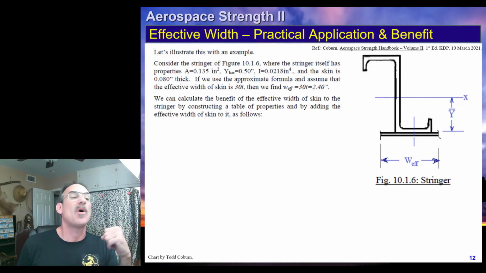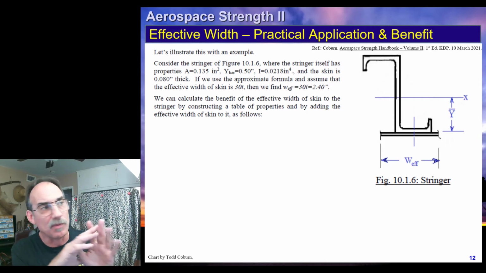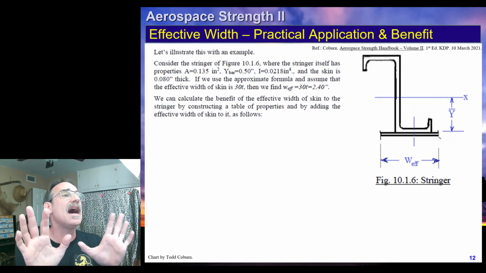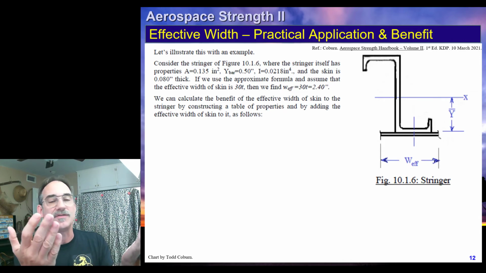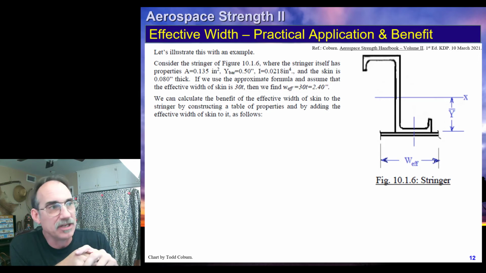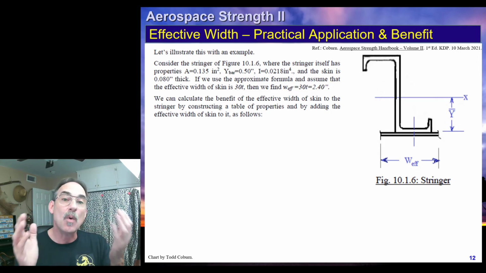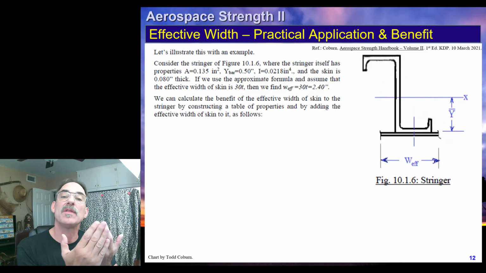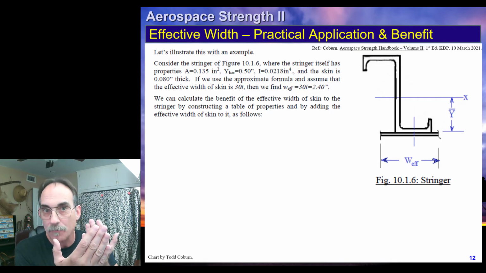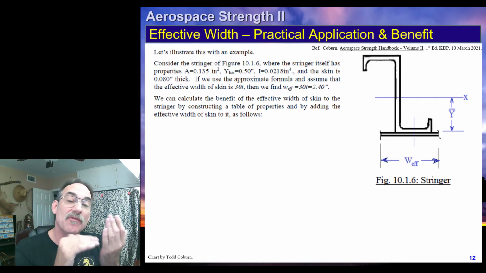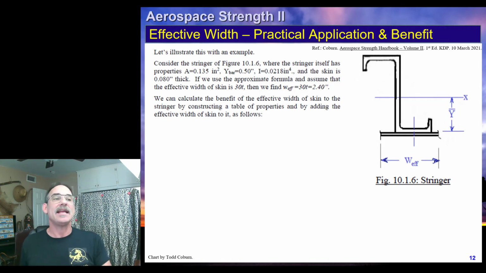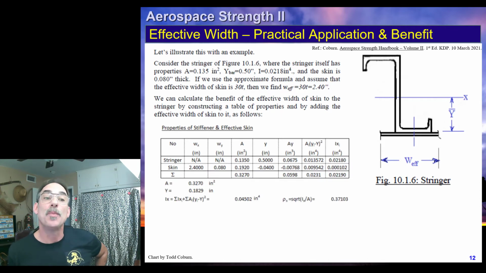Well, let's just say that we've already figured out what our stringer properties are. We've got an area and a Y bar and an I, and we calculated what our effective width of skin is, and for some reason, we're using the 30T approximation. Great. Now what we want to do is calculate what are the buckling allowables of the stringer when you account for both the stringer itself and the skin that acts with it. And in that case, you'll set up a little table to calculate the new properties. What's going to happen is that effective width of skin will add to the area and to the moment of inertia, and it will change your Y bar a little bit. So you can construct a little table.